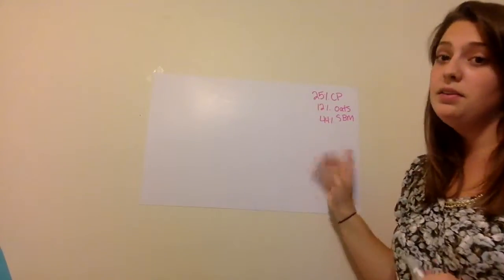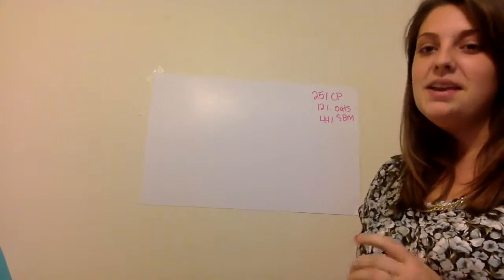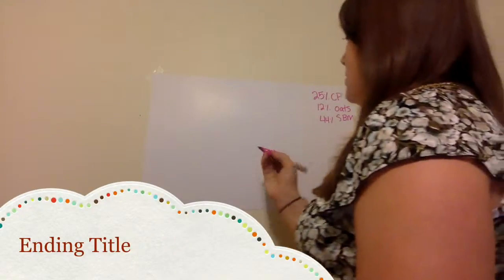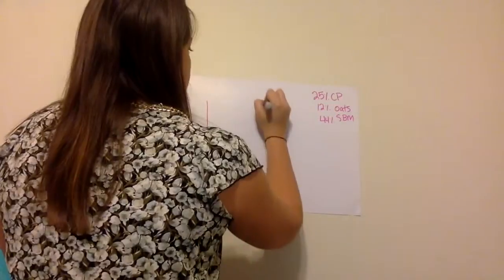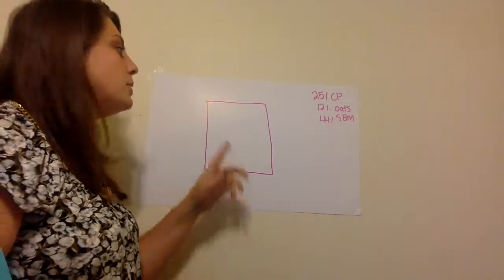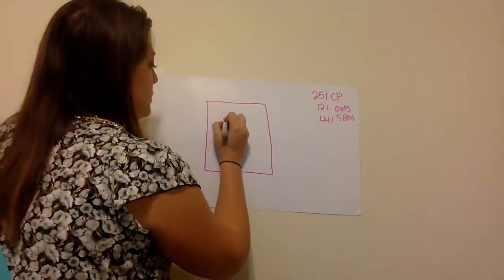These numbers can, of course, change. They can be anything, but they're normally around these numbers. Okay, so next we're going to draw our square. In the center of our square, we put how much crude protein we want in the whole entire ration, which is 25%.